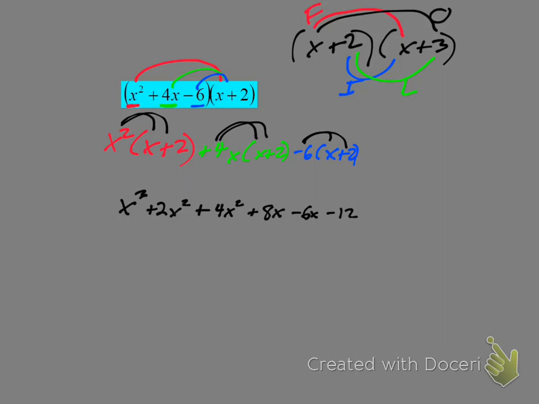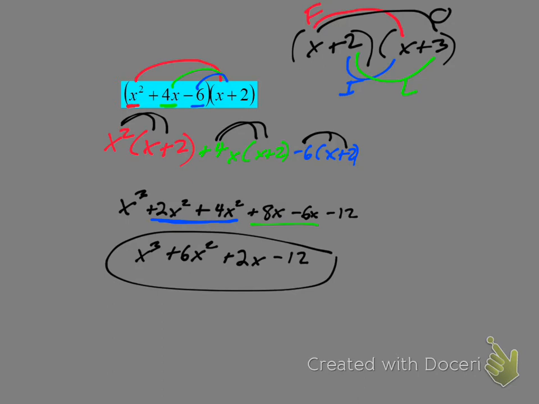What's your last step now? Combine like terms. Go through. Okay? So we have the first term being x cubed, no more x cubes. So we write x cubed. 6x squared. You got 2x squared and a 4x squared right here. 8x minus 6x. And minus 12 comes along. So that's how you handle a trinomial times a binomial. Okay, it's kind of like FOIL, but you kind of finagle the FOIL in a little bit. Alrighty?